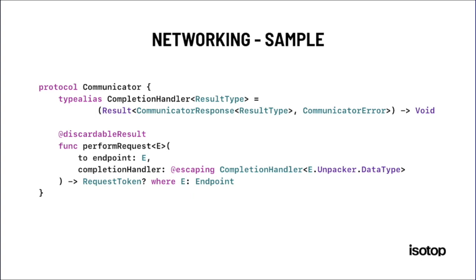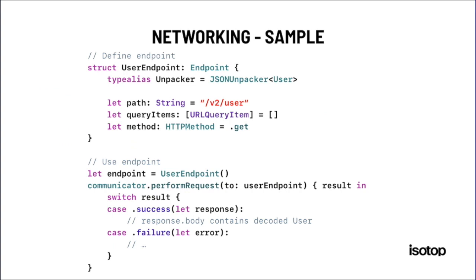So what this means is when you use this in your code, it looks a little bit like this. First up, you define your endpoint. In this case, I've defined a user endpoint, which is a GET to the user endpoint on the back end, and it comes back with a user model. So to use it, I just give it to my communicator, and it returns the result, as you can see in the completion handler in the lower right, which I then can switch over, and in the case of a success, the response contains my user. So this makes it really easy to migrate our networking step by step.